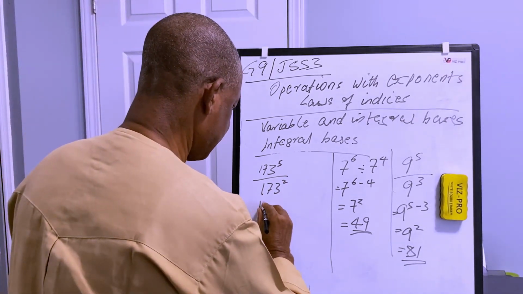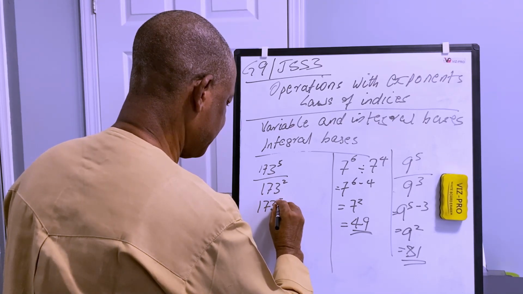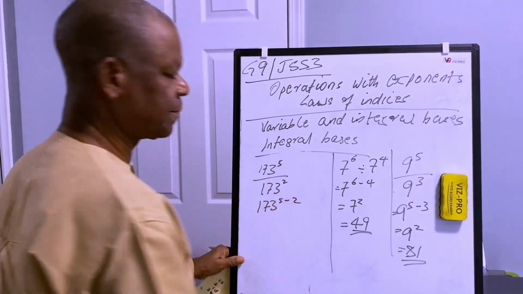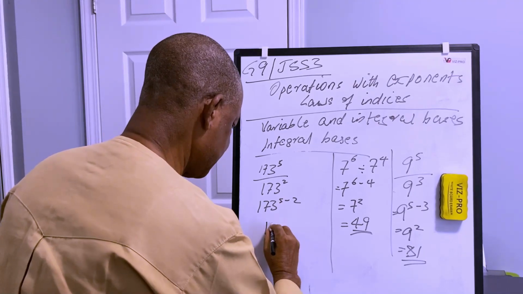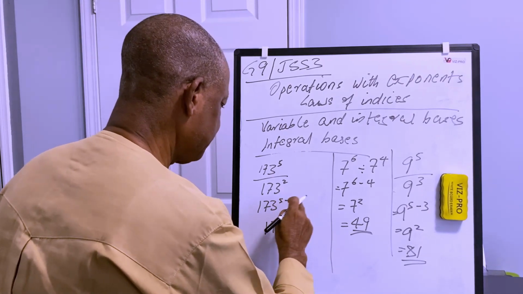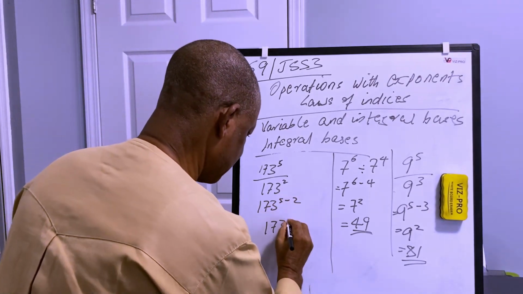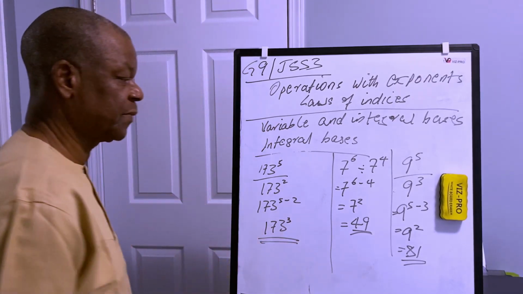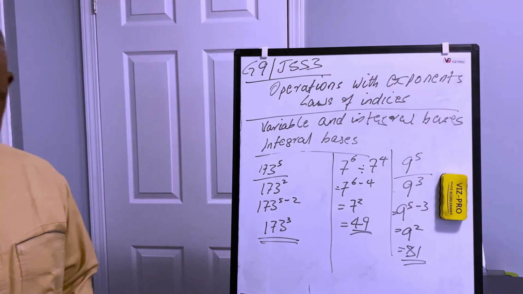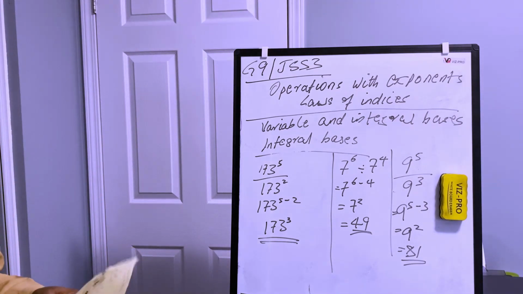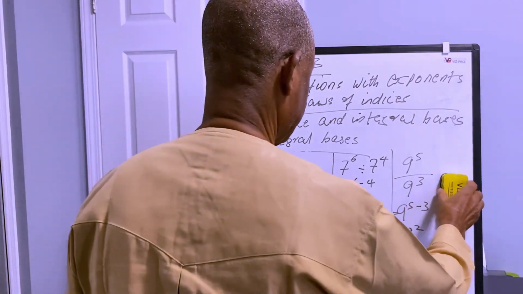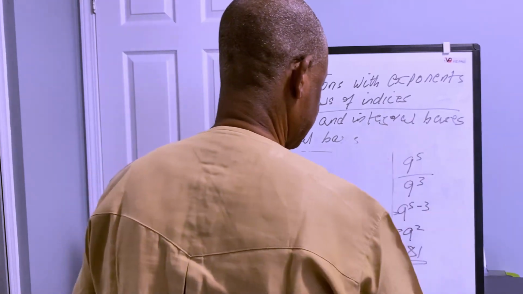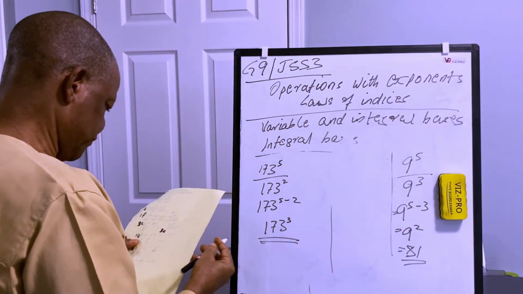This is 173 raised to power 5 minus 2. That is 173 raised to power 3, since 5 minus 2 will give us 3. We stop here. I may not continue. We stop there for that. Let's have one more example of this very big figure.